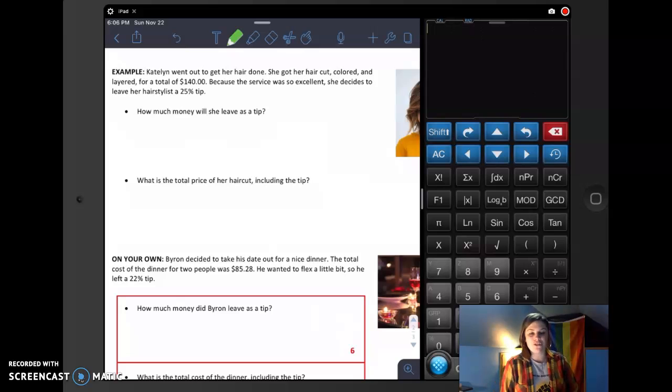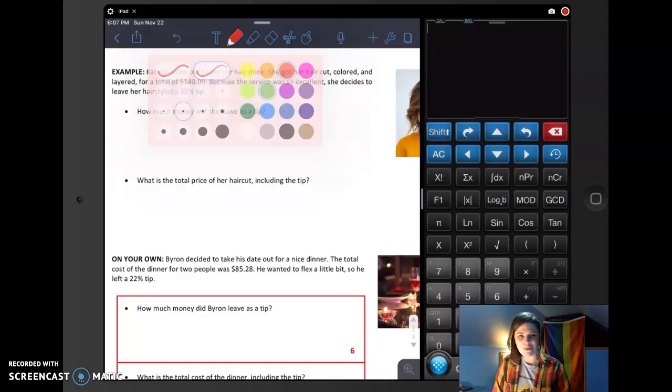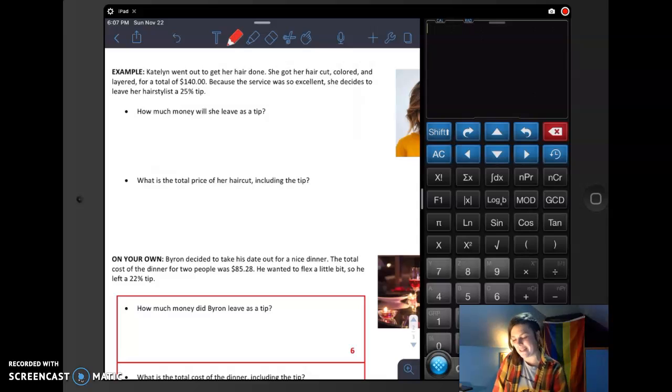And so I usually try to tip pretty big when I get my hair done, just because it takes so much time and it's so laborious. So it's $140. Since the service was so excellent, she decides to leave her tip of 25%. So she's going to add a fourth of the cost as a tip for the person doing her hair, which I would do normally because one of my best friends does my hair. So when I go back after I'm feeling comfortable to go to a salon again, I will be tipping big again. So how much money will she leave as a tip?